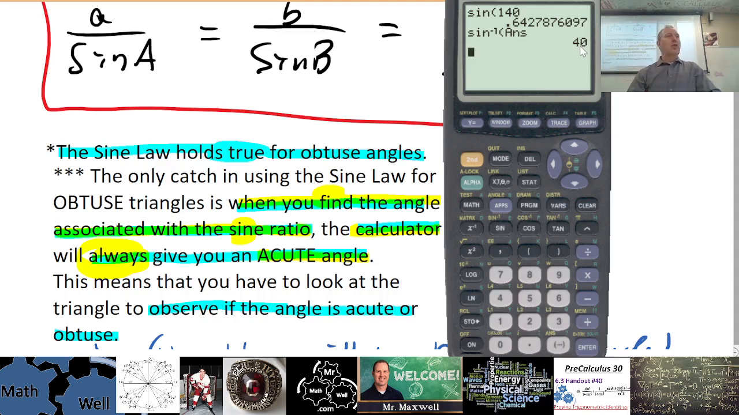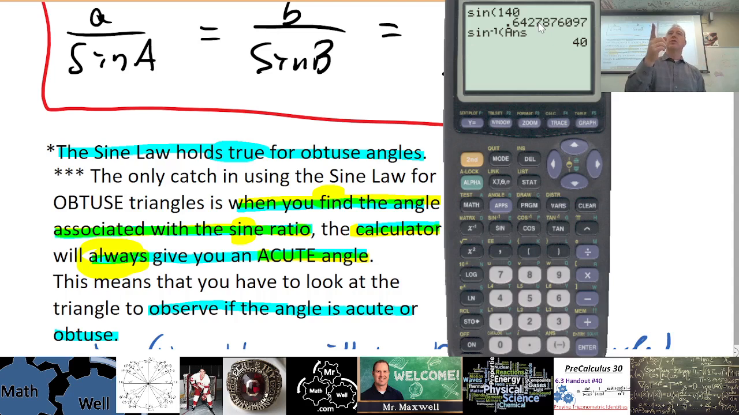It always gives you the acute. Why does it do that? More common to deal with? Okay. The calculator doesn't know when you give it this value, because the complement is the same value, which one you're actually looking for. So by default, the calculator will always yield you a first quadrant angle.